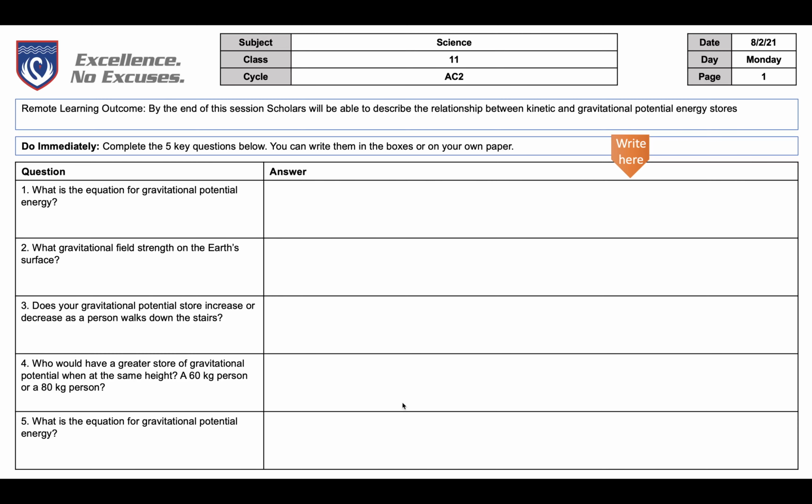But before we move on to that, you need to do your do now. If you haven't done it yet, please pause, go back to the packet and type in your answers.